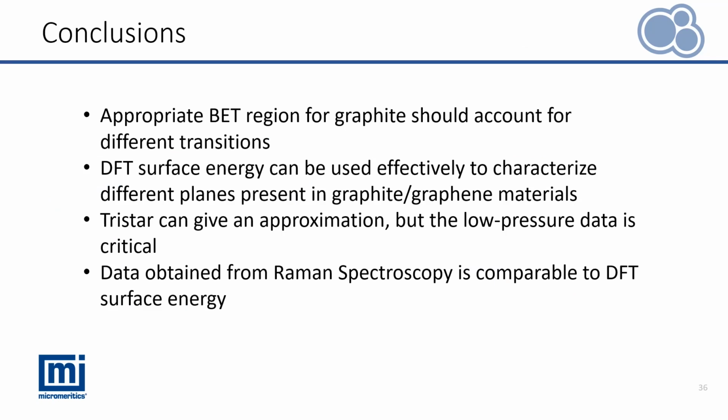With that, here's a list of key points we've discussed in this webinar. First, the appropriate BET region for graphite or graphene materials should really account for different transitions such as commensurate transition or layering transitions. The DFT surface energy method can be used effectively to characterize different planes present in a graphitized sample. And the TriStar can give an approximation, but the low pressure data that can be obtained from the 3Flex is critical for quality DFT surface energy analysis. And lastly, data obtained from Raman spectroscopy is comparable to the DFT surface energy data, especially in the sense of the Raman intensity reflecting the surface area of a given sample.